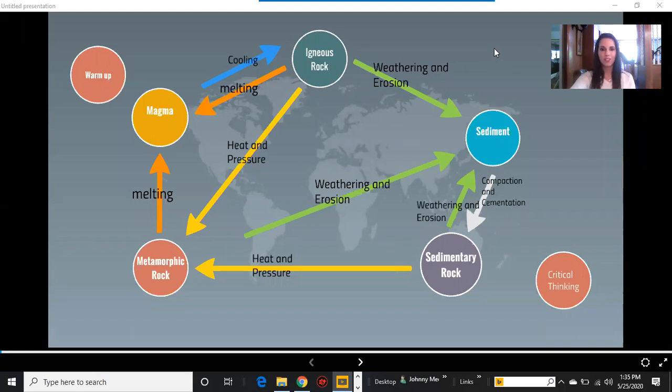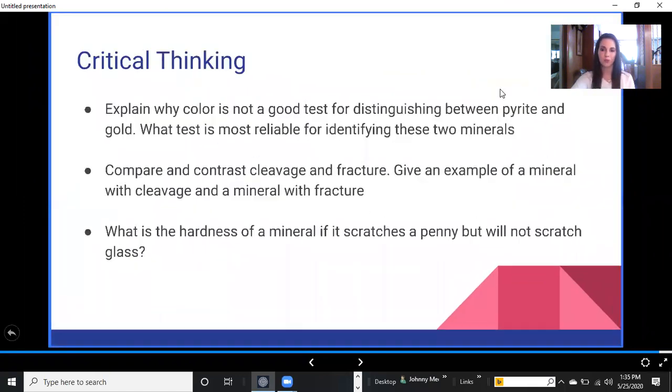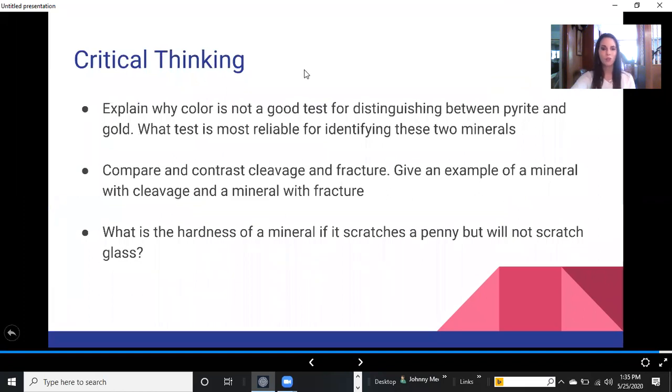But before we begin our discussion on rocks, let's look at our warm-up question. Our warm-up question is actually the critical thinking question from our last lesson on minerals. There are three parts to this question. First, explain why color is not a good test for distinguishing between pyrite and gold. What test is most reliable for identifying these two minerals?